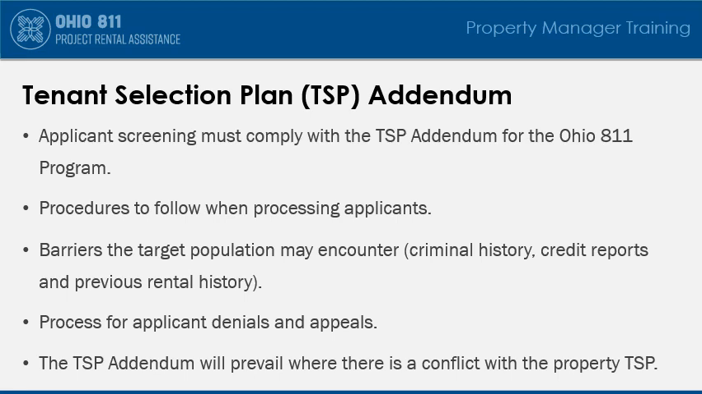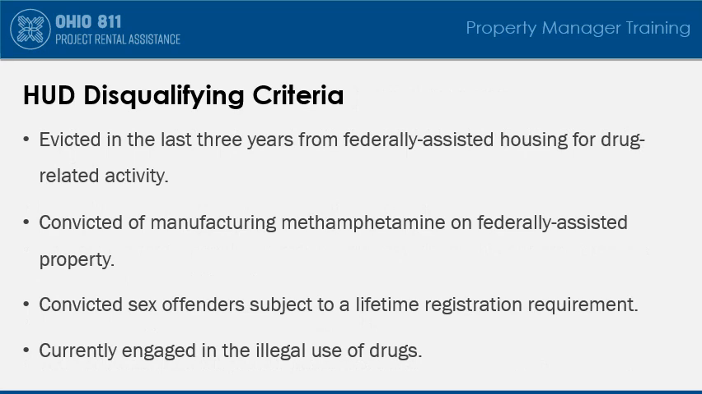It is the responsibility of the owner and property manager to ensure that all provisions of the TSP Addendum are enforced, and where there is a conflict with the property TSP, the addendum will prevail. The TSP Addendum includes the 4 disqualifying criteria that are required for all HUD programs, including the Ohio 811 program.